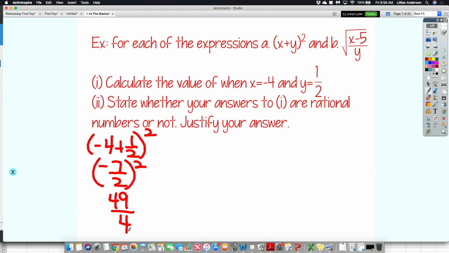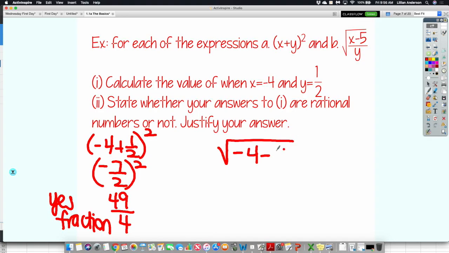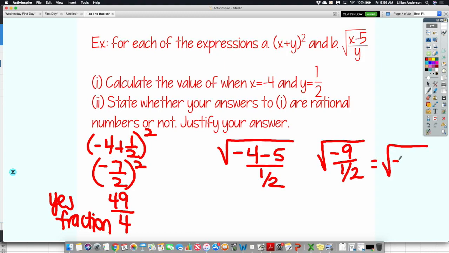Keyword, it is a fraction. So yes, fraction. What about B? When you plugged in, you would have had -4 minus 5 all over 1/2. What's -4 minus 5? -9. So this is basically the square root of -9 over 1/2. How do you divide a fraction within a fraction? Keep, change, flip. So then this basically becomes -9 times 2 over 1, which is what? So this is the square root of -18.